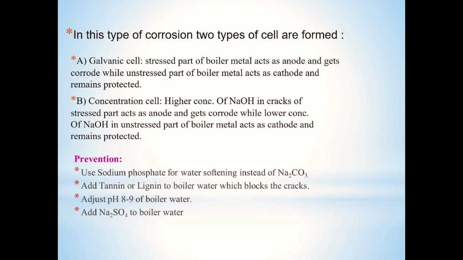So this is the reason for the caustic embrittlement of the boiler, and it especially occurs in high pressure boilers. Prevention: how can you prevent this? Use sodium phosphate for water softening instead of sodium carbonate. Second, add tannin or lignin to the boiler water, which blocks the cracks. Adjust the pH of the boiler water to 8 to 9. And last, add sodium phosphate to the boiler water. These are the preventive measures to avoid caustic embrittlement.